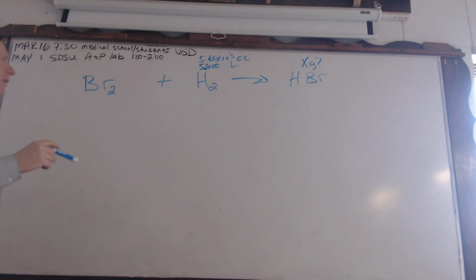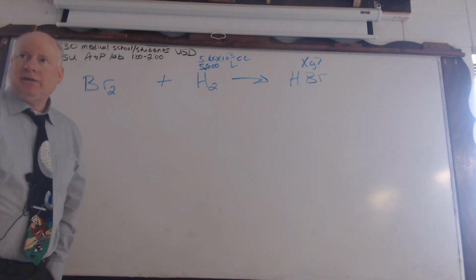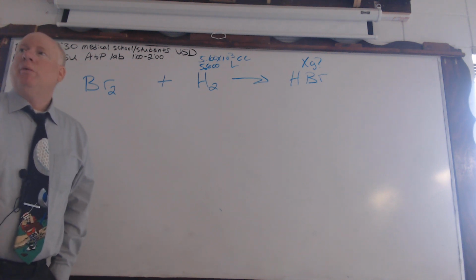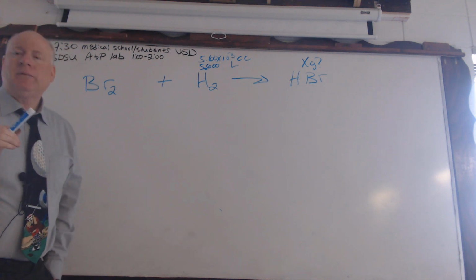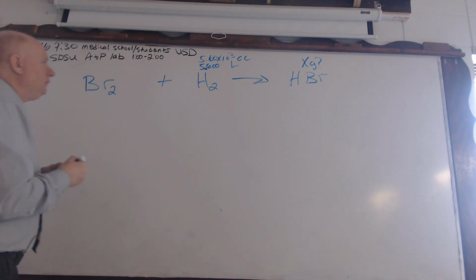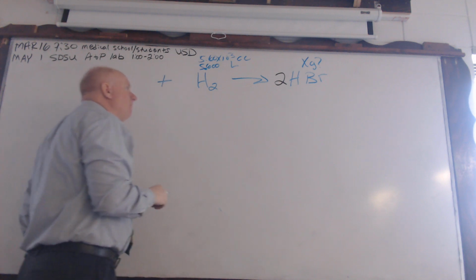But with this, what's the next thing we need to do? You said a reaction. We've got our reaction. We've got a place to start, but we have to do one more critical thing before we can proceed. We need to balance that. So pretty simple. Just need a 2 here.